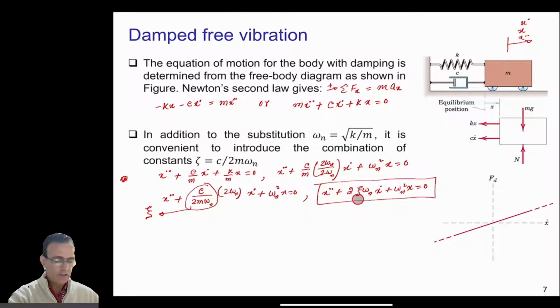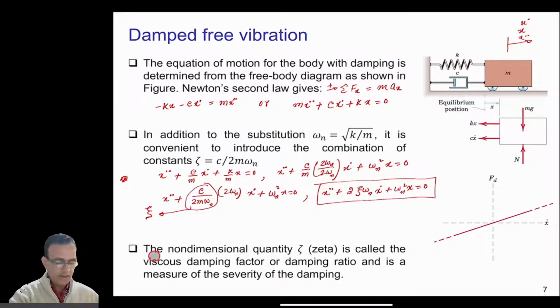So in this, zeta is again a very important parameter here, and this is a non-dimensional parameter. So this means that it has no units, and zeta is called the viscous damping factor or damping ratio. And it is a measure of the severity of the damping. So it depends on the value of this zeta. You will see this in a minute, how this zeta affects the type of vibration. Okay, so now we have this equation here. So now we want to solve this equation.